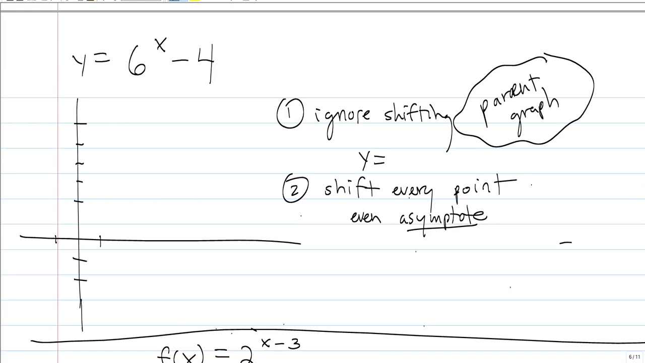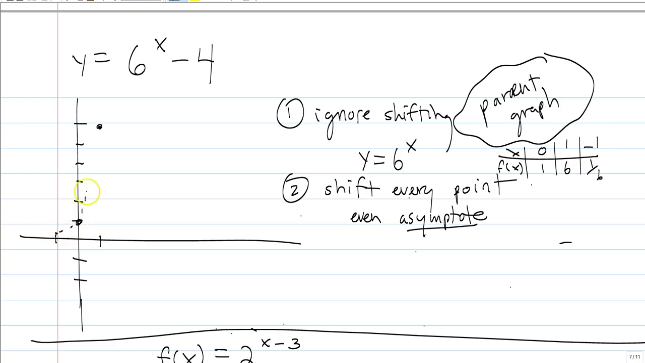Graph 6 to the x minus 4. My short answer is going to say no, because just like we did with parabolas, this would be a lot easier to shift if I knew what the parent graph looked like. If I ignored any shifting, if I ignored that 4, all I would have is 6 to the x. If I asked you to graph 6 to the x, that'd be really easy. 6 to the 0 would give me 1. 6 to the first would give me 6. And I said we should do a negative. 6 to the negative 1 would give me 1/6. A little tiny number there.